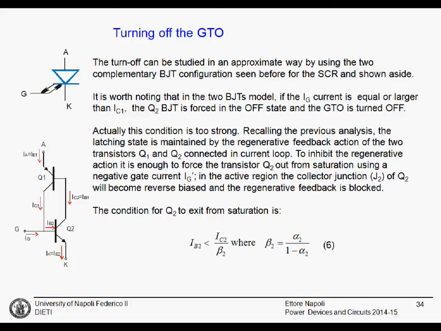However, the condition that I explained with a very large current on the gate is too strong. It is actually possible to demonstrate that the latching state, the on state, is maintained by the regenerative feedback action, and it is enough to force the Q2 transistor out of the saturation to stop this regenerative action.